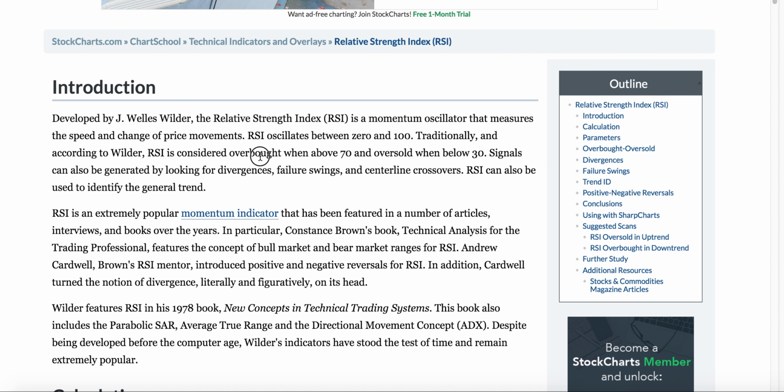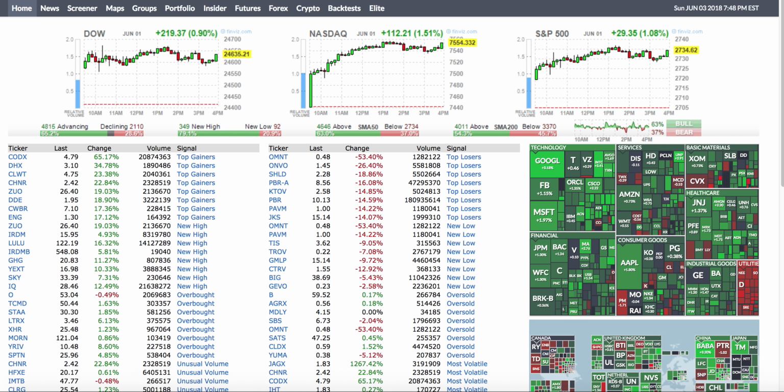Easy enough, right? If things go over 70, you want to short it; under 30, you want to buy it. Well, it's not really used that way. What I've seen over trial and error across a span of years is that RSI is generally used for two reasons. Number one is trying to find momentum, so it's used as a momentum indicator, nothing wrong with that, but also as a divergence indicator.